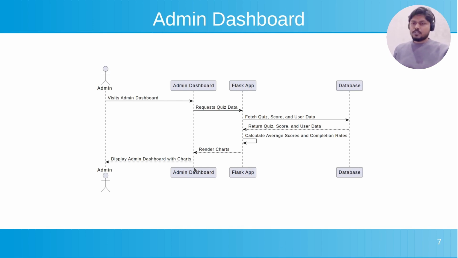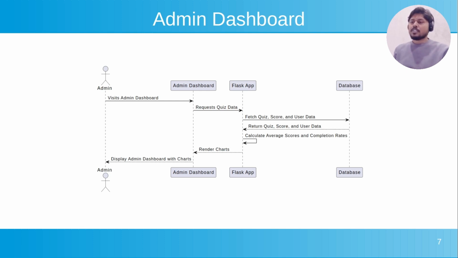Okay, so this is the admin dashboard sequence diagram. The admin will visit the dashboard, where we will request the quiz data. Then we fetch the quiz data from the database, so the quiz scores and user data, and the database returns the quiz scores and user data.